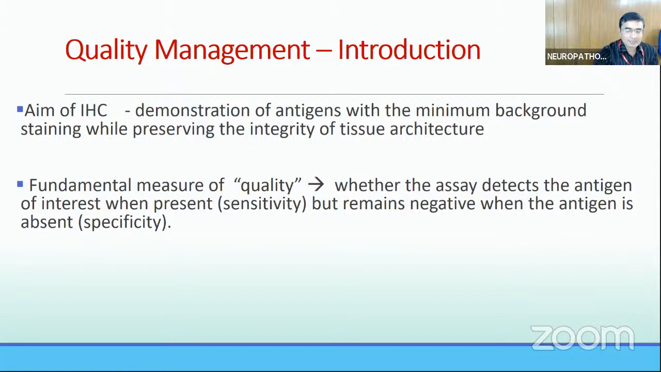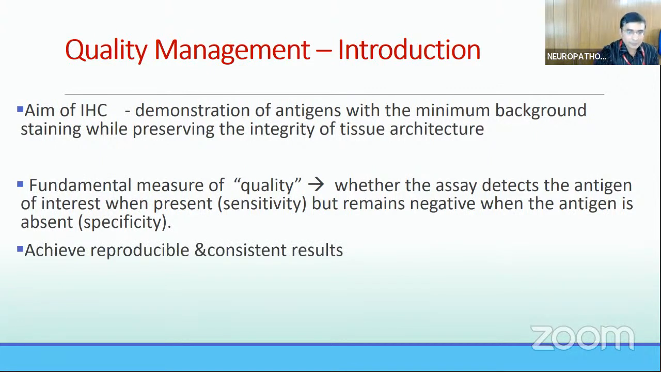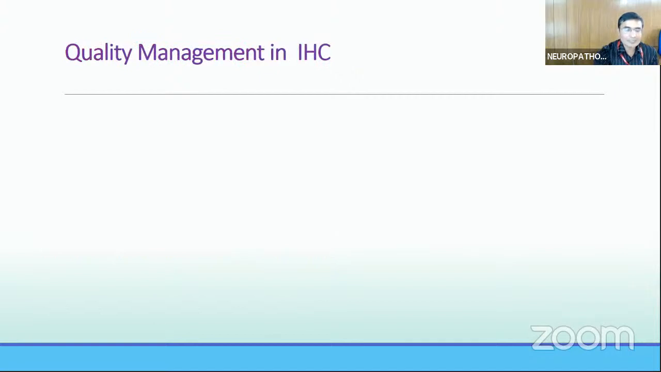So this sensitivity and specificity indirectly indicates how well the technique is done, and any alteration in this will indicate that we are deviating. And all these results should be reproducible and consistent. But if you see, a laboratory cycle is not simple. It is very complex. It has multiple steps, which range right from the time a tissue is biopsied until the report is dispatched. Everything matters here. So there are many factors which can affect the immunohistochemistry result. We'll discuss that.